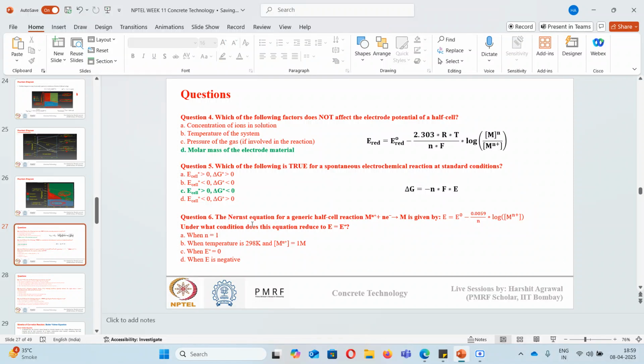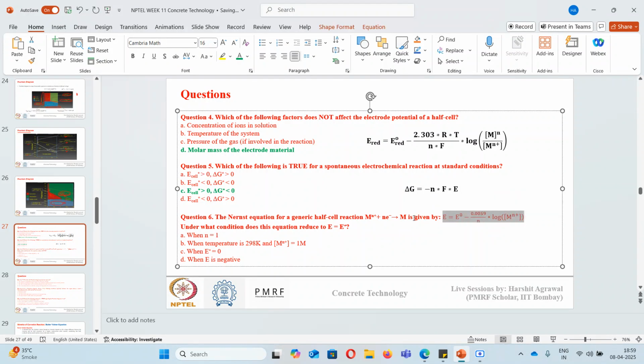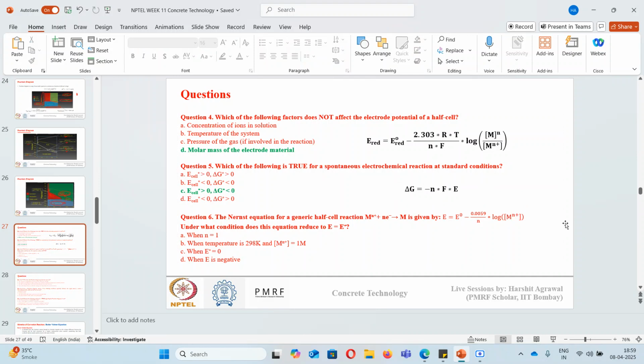Now, question number 6. The Nernst equation for a generic half cell reaction is given by this equation. So, you know how it is written. Under what condition will E be equal to E naught? Right now it is E equals E naught minus 0.0059 by n times log of the ion concentration ratio. Now, under what condition will E be equal to E naught?